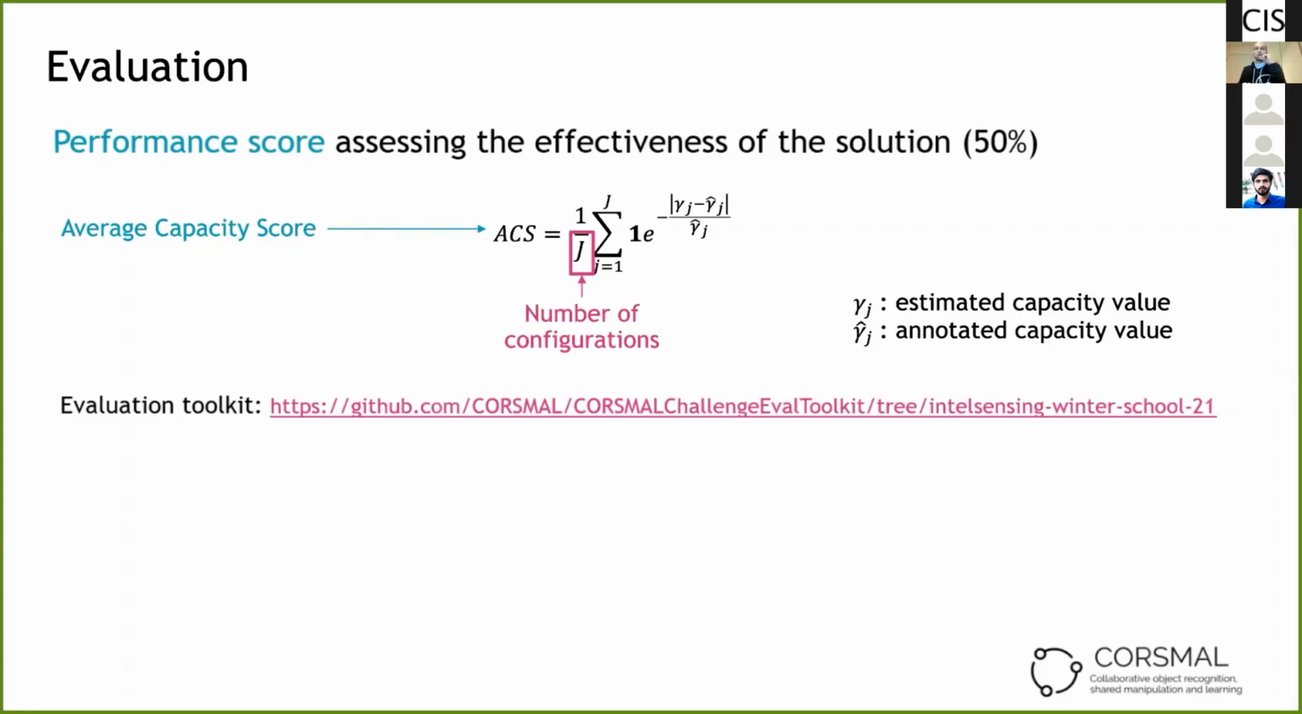So J here is the number of configurations, and also, participants, in case the solution fails to estimate a value, that will not be taken into account as an error, so the error will be put to 0 and averaged across all the configurations. We are providing an evaluation toolkit where this performance score is computed, and you can use it to estimate the average capacity score for your own results, and we use it to rank the teams.